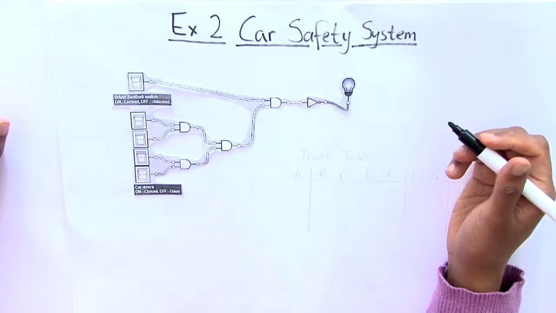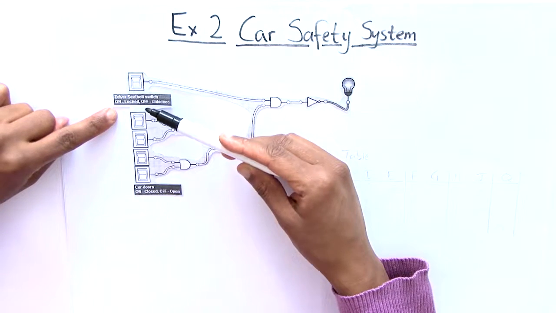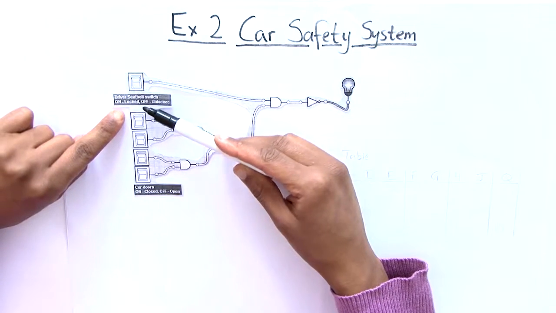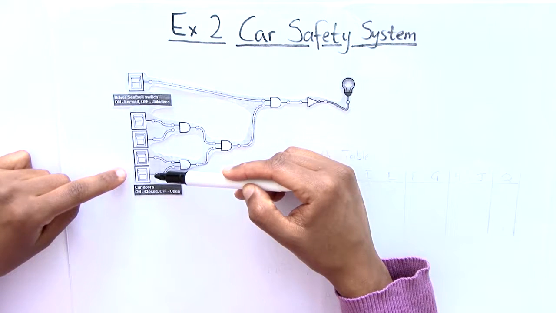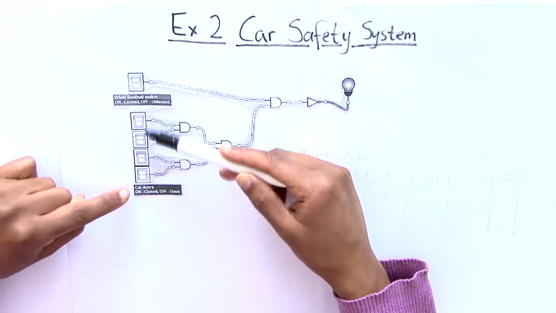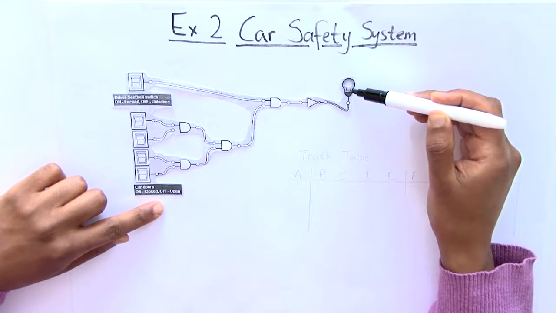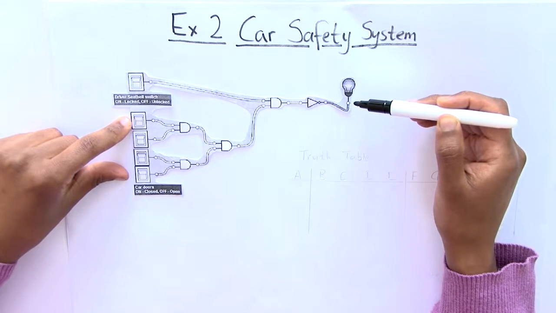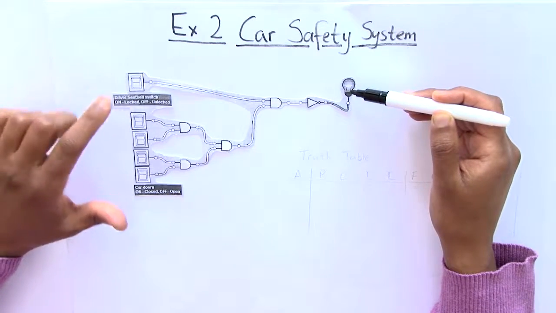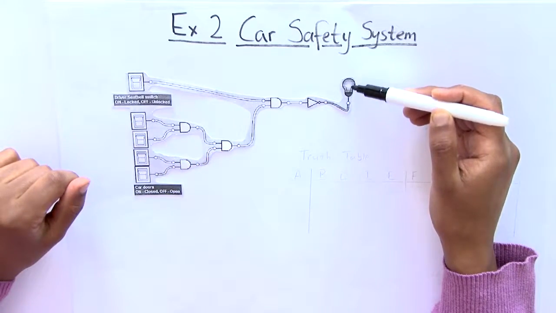Here we have a car safety system where we have the driver's seatbelt. So with the driver, if the seatbelt has been locked, then you will have a high signal. If it's unlocked, you get a low signal. And here we have the car doors, if it's closed, we have a high signal. If it's open, then we're going to get a low signal or no signal. So the light will come on if either the seatbelt hasn't been locked or the doors are open.